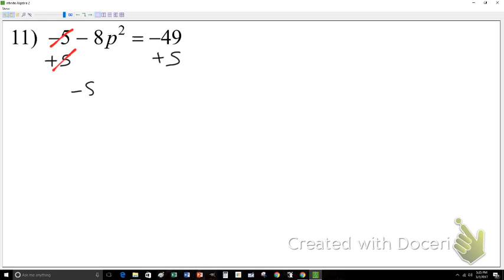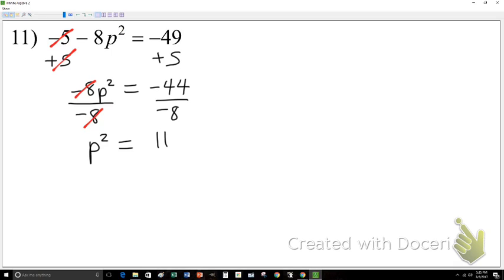On the left side, I'm left with -8p squared, and that's equal to -49 plus 5, that's -44. I then just have to divide both sides by -8 to cancel out the -8 on the left. Then I'm just left with 1p squared is equal to -44 over -8. That fraction can simplify down to 11 over 2.